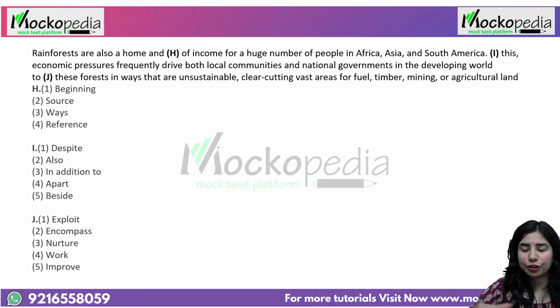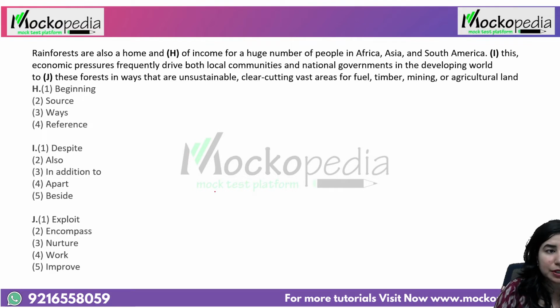So I'm sure you have tried. So let's get into the discussion mode. Let's see. Rainforests are also a home and dash of income for a huge number of people. So this is easy. Source of income is what we can interpret, right? Beginning of income hota nahi, source ways bhi nahi. Source is a better way, right? Reference again is not a good match. So two will be an answer.